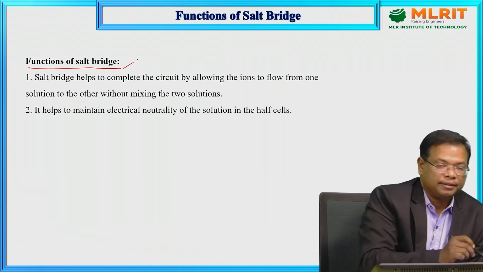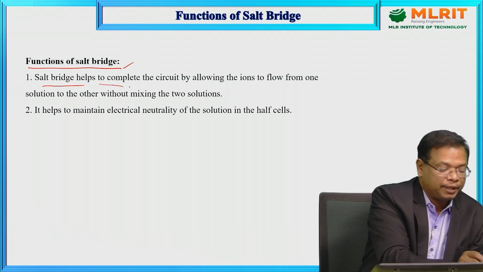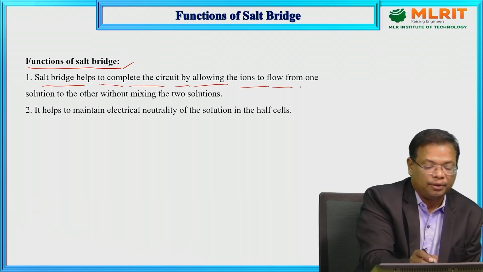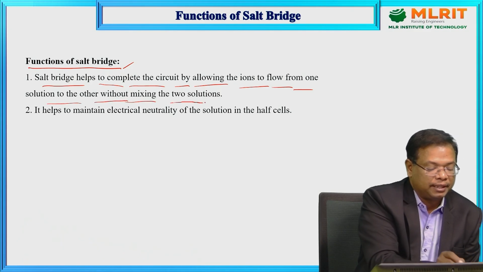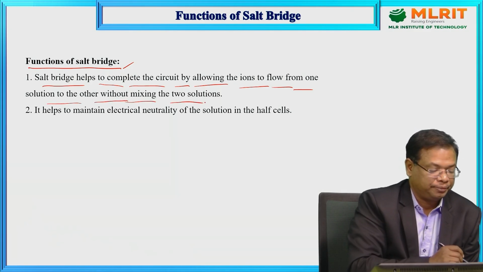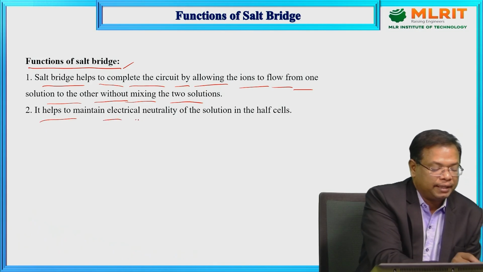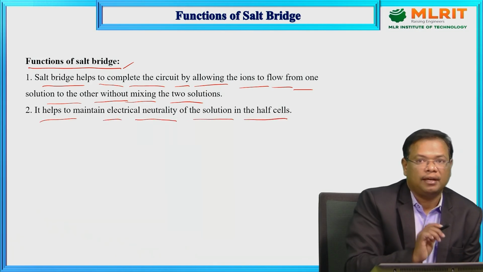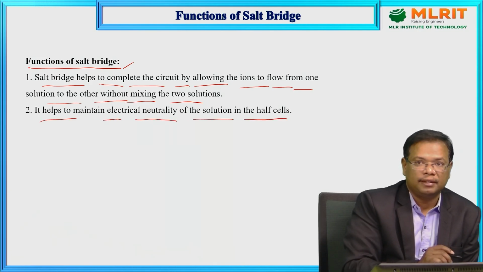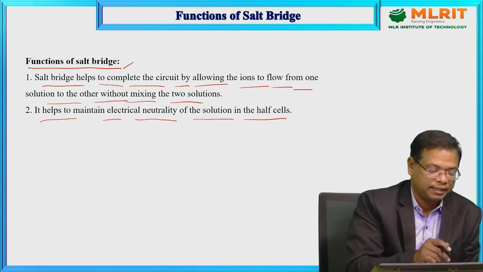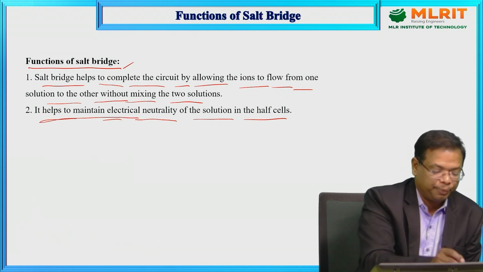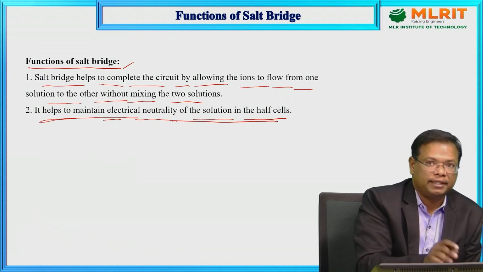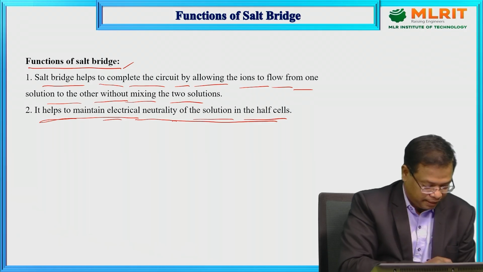Functions of the salt bridge. The salt bridge helps to complete the circuit by allowing the ions to flow from one solution to the other without mixing the two solutions. It helps to maintain the electrical neutrality of the solution in the half cells. In both the anodic and cathodic half cells, where oxidation and reduction reactions occur, they will be neutralized by this salt bridge transferring the ions. By the movement of the ions, the neutrality of the reaction is maintained in the galvanic cell.